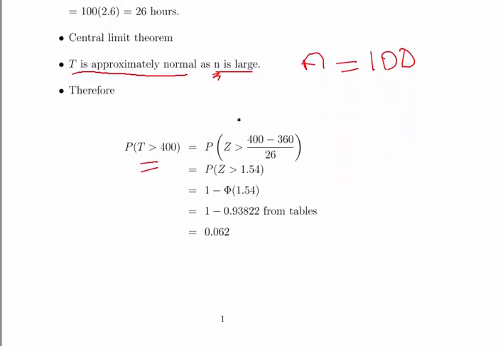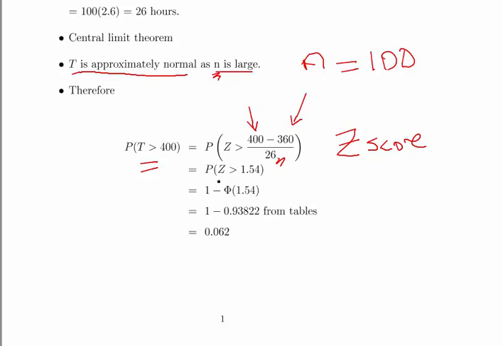Okay, so essentially what we have here is the value that we're interested in, 400, and the mean, which is 360, and the standard deviation there is 26. So this is a straightforward z-score calculation essentially. You should be okay with this sort of stuff. You should have mastered the normal distribution before you got here.